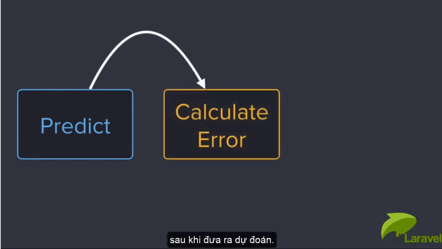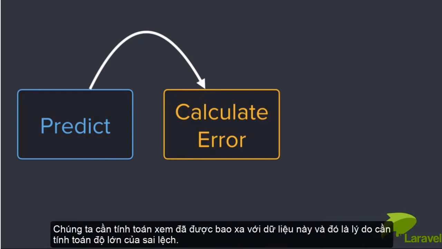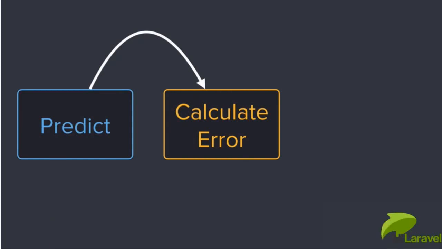After making the prediction, step 2 is calculating the error. In other words, we need to measure how good the prediction was. We need to calculate how far off we were from the data. And that's why we calculate the size of our error.